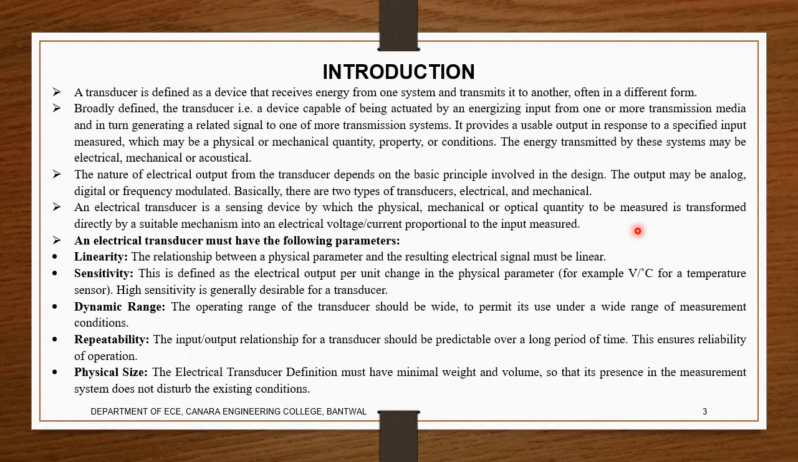It is usually the electrical output per unit change in the physical parameter, for example, voltage per degree for a temperature sensor. So higher sensitivity is generally desirable for a transducer. Even a change of 0.1 or 0.2 has to be shown in the output. It doesn't mean that it only has to give readings for whole numbers or maximum numbers. That's the common expectation, that even small changes are reflected.